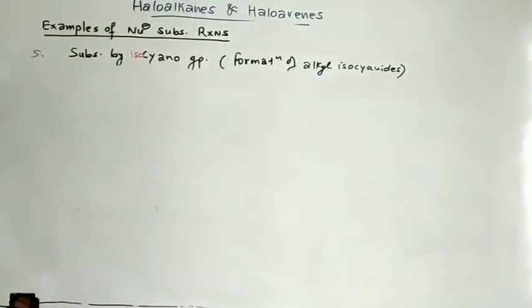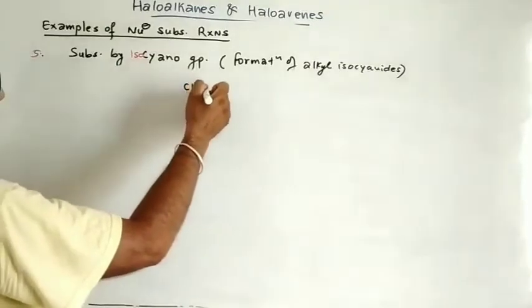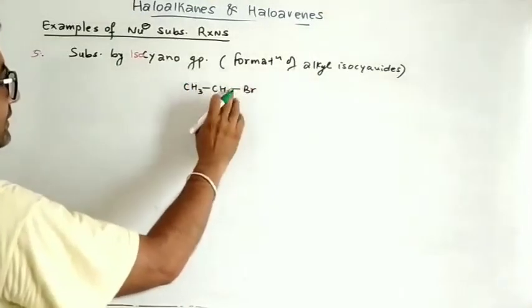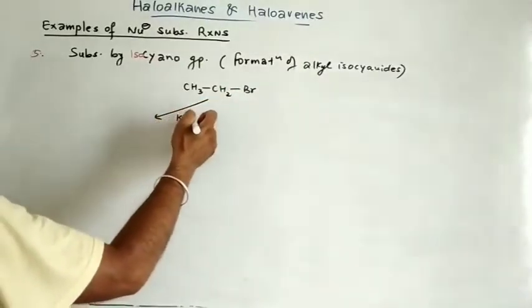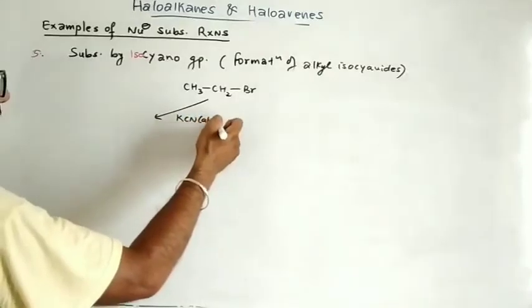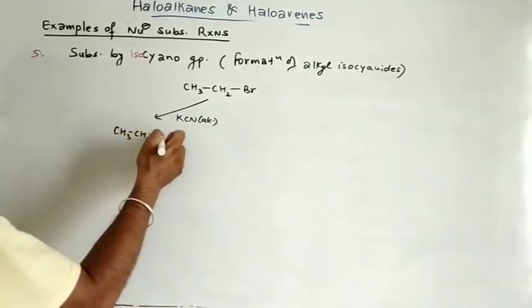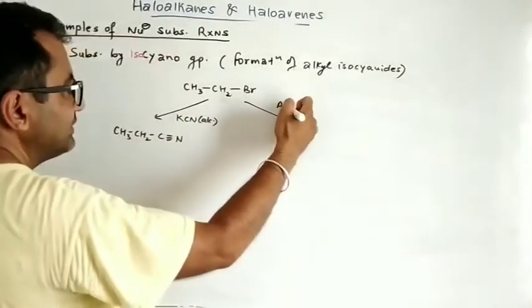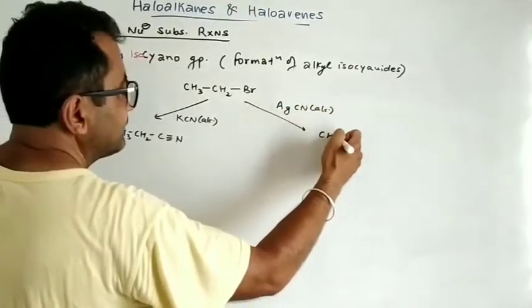When you have an alkyl halide, suppose we have this ethyl bromide. When you treat it with KCN, you get cyanide. When you treat it with AgCN, you get isocyanide.